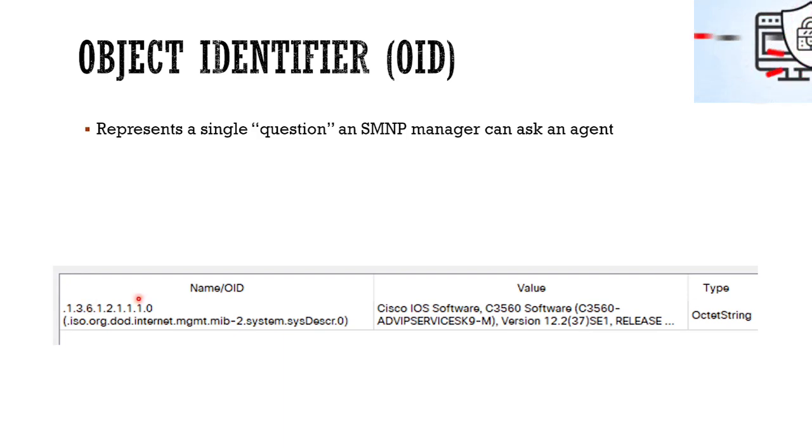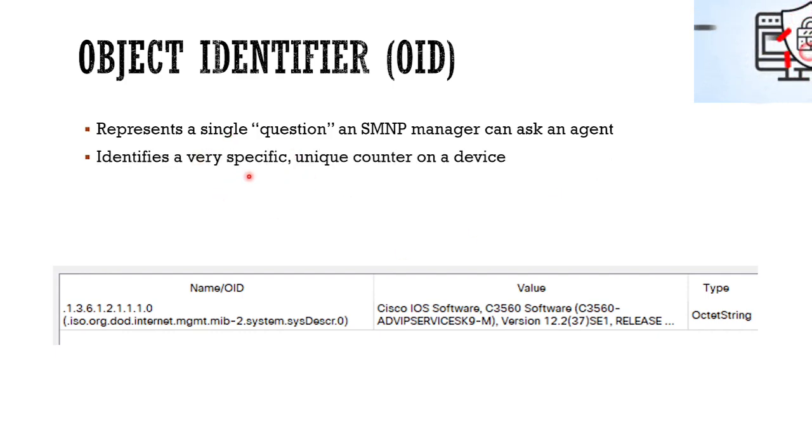So you have this object ID, this OID, that represents a single question that an SNMP manager can ask an agent. It will identify something very specific, a unique counter on a device. It will have a corresponding name and data type, so the corresponding name is this, the data type is an octet string or whatever it is. When queried by the manager, the agent will return a value.